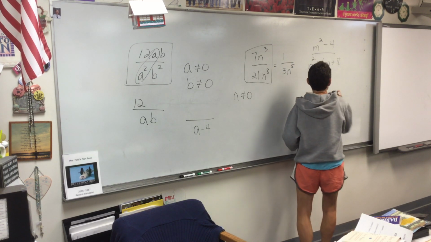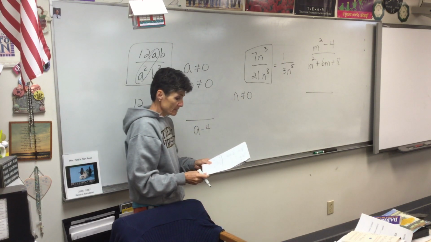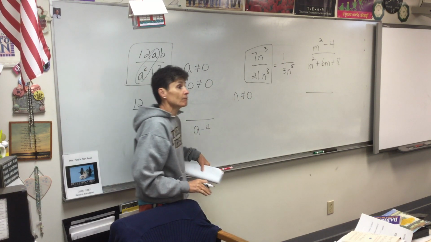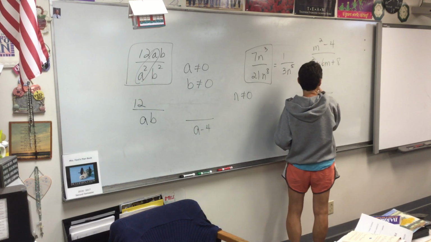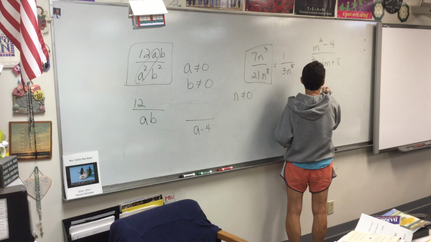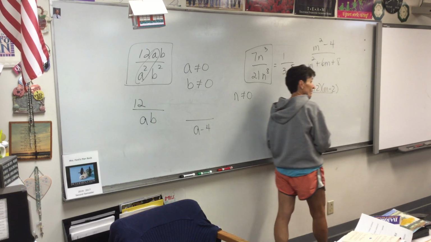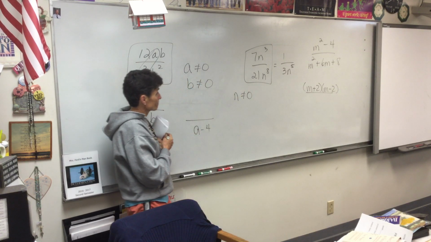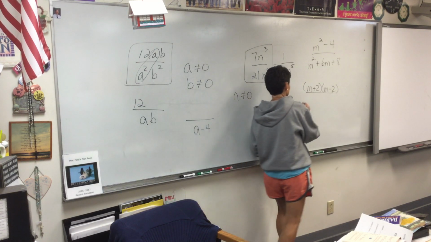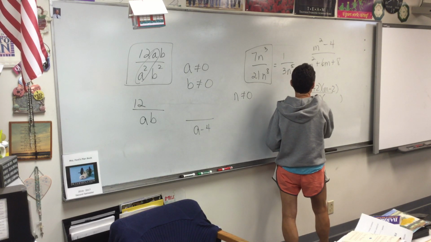Now, this is not a bad factoring problem, though. This one's not bad. What do we have up on top? Difference of squares. So that will be m plus 2, m minus 2. All right, Hannah, this is good review. What about the bottom? m plus 2, m plus 4.